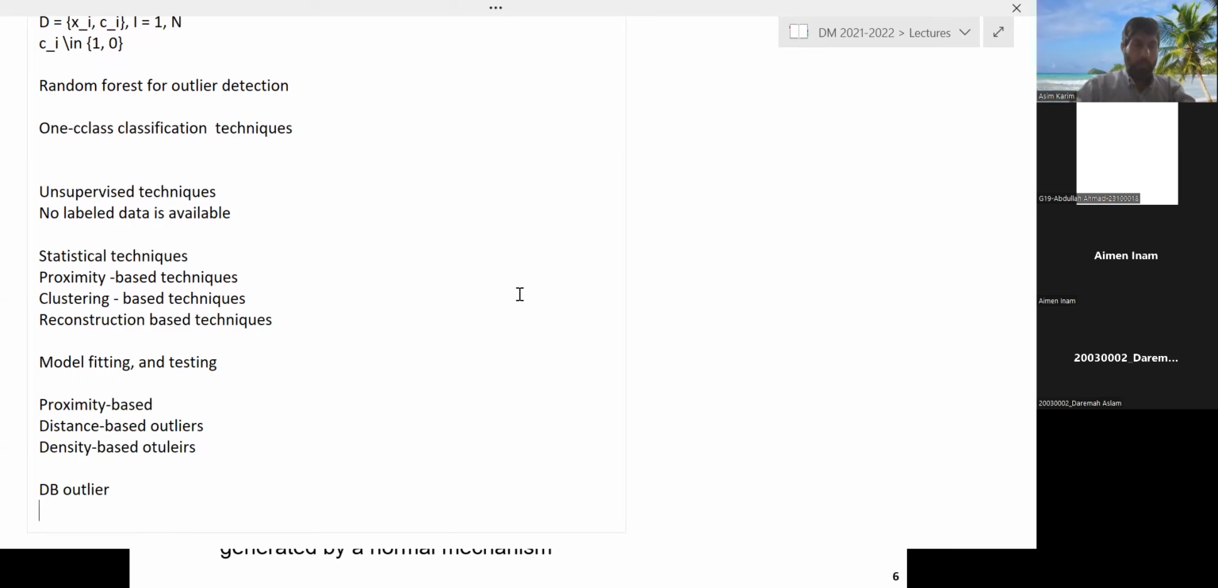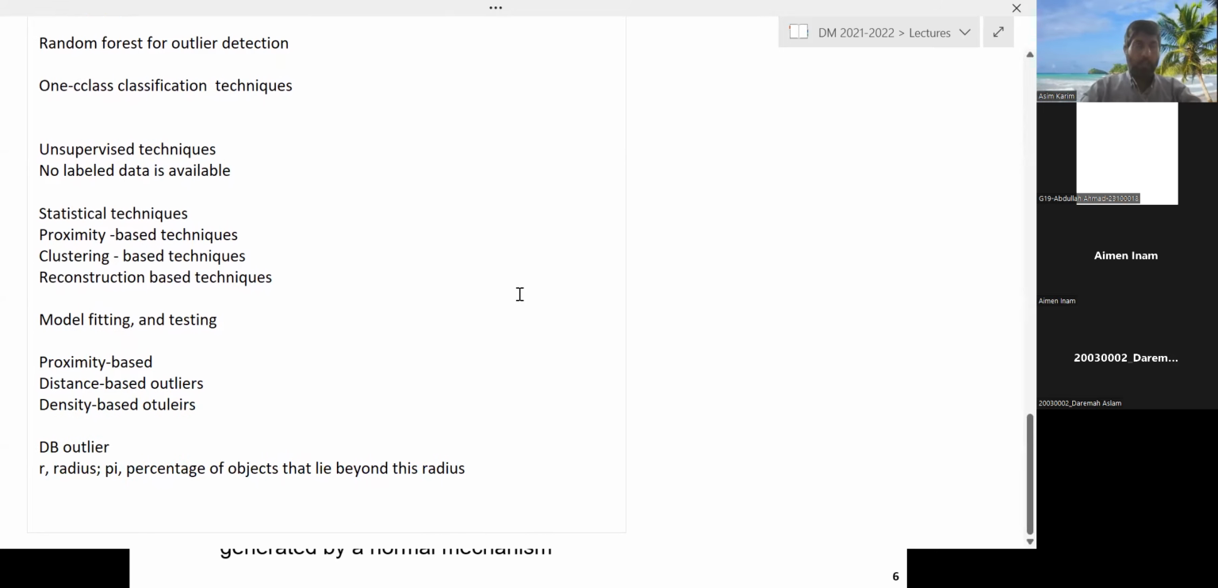So we have a parameter, let's say R. We can call this parameter R as radius. And the other parameter is, let's say, pi, which is the percentage of objects that lie beyond this radius. Okay, so you need to specify two parameters.